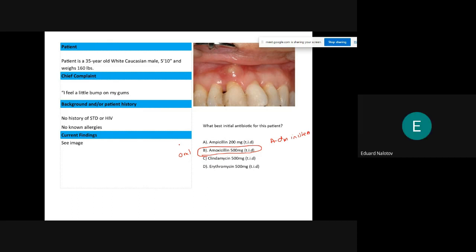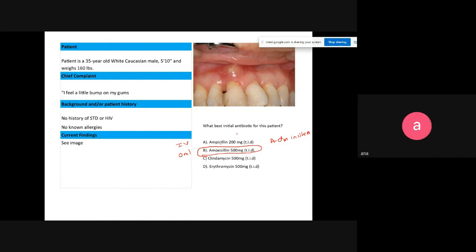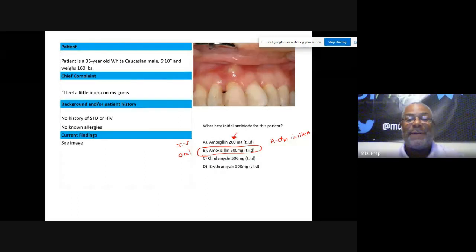Now, if they're not able to take it by mouth, you would then give them ampicillin. Exactly. Now, there's something else wrong with this ampicillin. The dosage is wrong, TID. Correct. Exactly. So the best antibiotic for this patient would be amoxicillin.